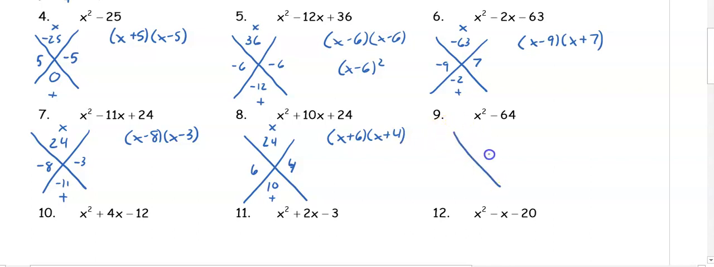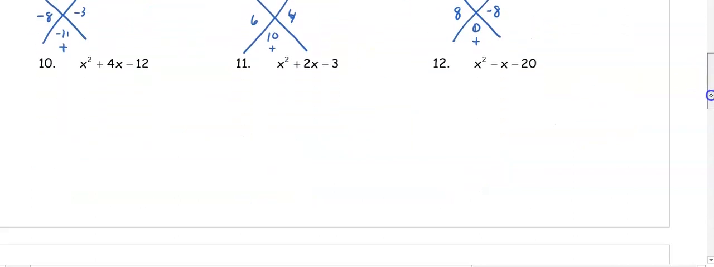In number 9, we want to multiply to negative 64 and add to 0 because there's no middle term. So we're looking for the same number. If I have to, I can take the square root of 64 to find that number, which is going to be 8. So we'd have positive 8 and negative 8. We have x plus 8 and x minus 8.